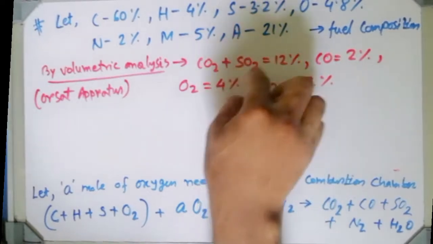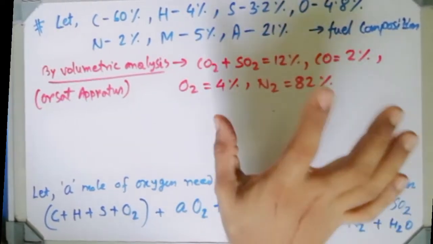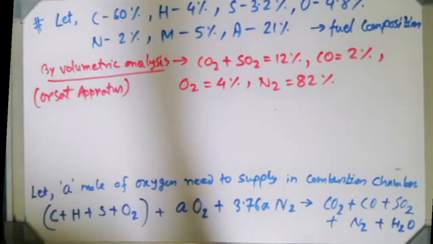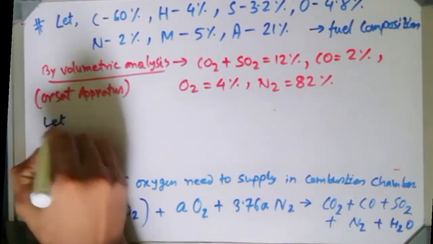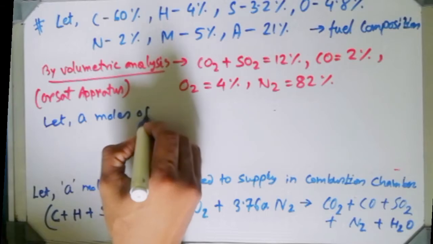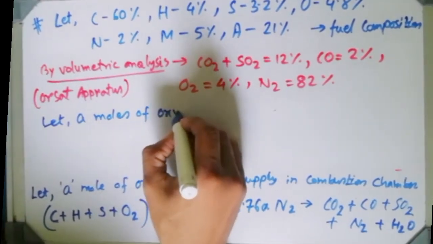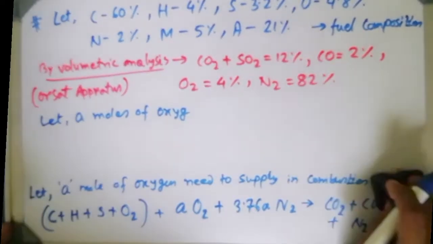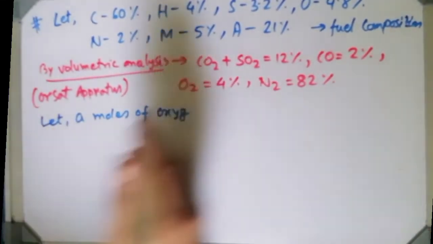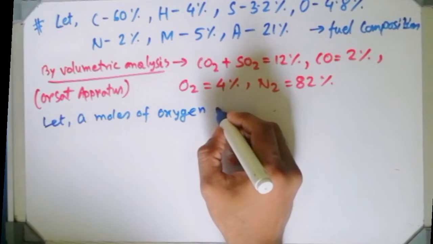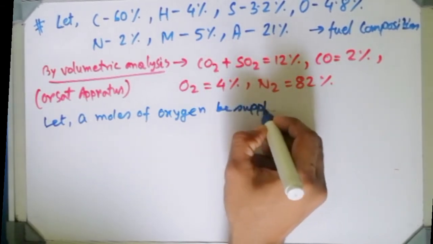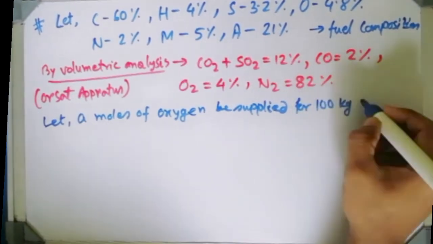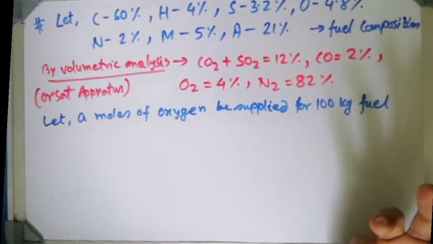Let A moles of oxygen be supplied from the atmosphere by us for 100 kg of fuel. That means for burning 100 kg of fuel, you need A moles of oxygen. Why am I considering 100 kg? Because those data are given in percentages. That's why I am considering A moles of oxygen supplied for 100 kg of fuel.